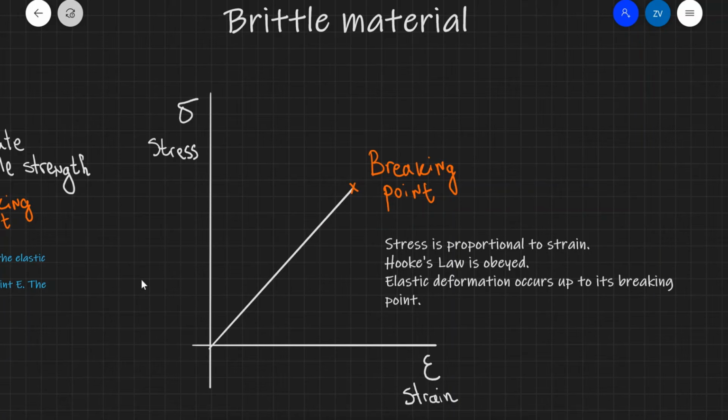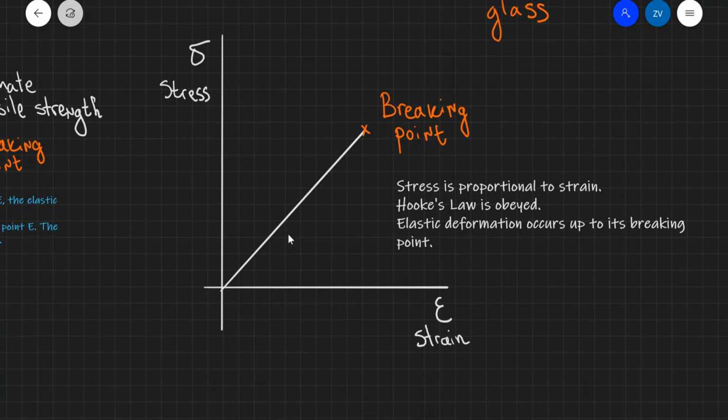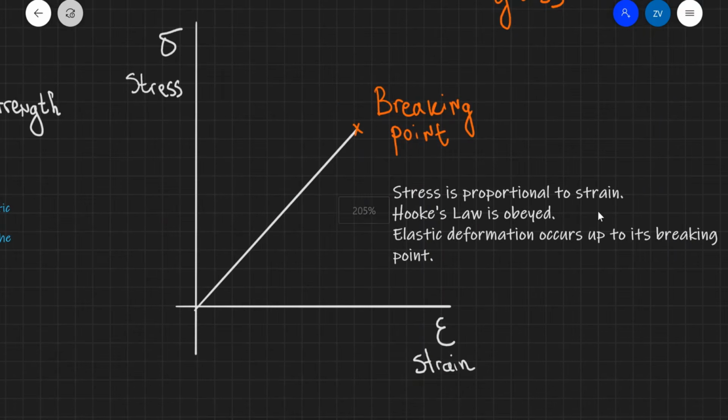Let's have a look at the behavior of a brittle material. An example of a brittle material could be something like glass. If we pull out a graph of stress against strain for a brittle material, we're going to see that the graph will be a straight line through the origin all the way up to the breaking point. In practice this means that stress is proportional to strain and that Hooke's law is obeyed. Notice that elastic deformation occurs all the way up to the breaking point. And remember, elastic deformation means the material will return to its original length after the force is removed.